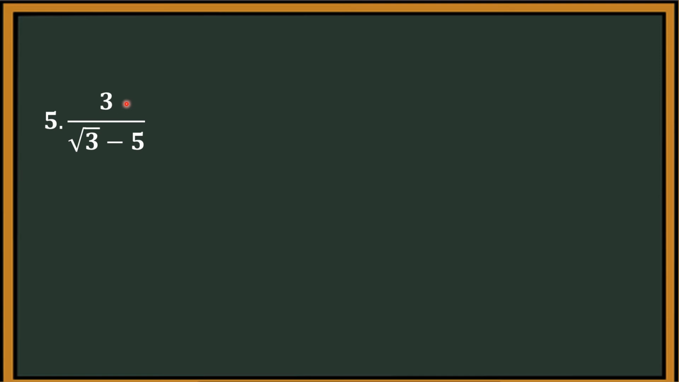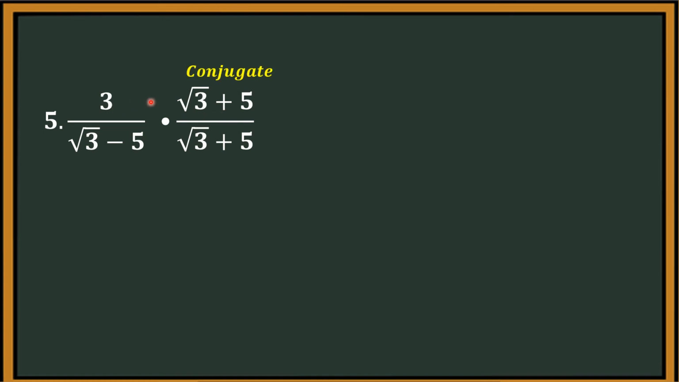Number 5. 3 over the square root of 3 minus 5. So, sa case na to, kinakailangan nating i-conjugate. So, pag sinabi nating conjugate, mag-change lang tayo ng sign. Kung ano yung sign ng gitna. So, ang sign nito or ang operation nito ay subtraction. Therefore, pag nag-multiply tayo sa numerator and denominator, gamit tayo ng addition. Opposite sign lang sila. So, ang tawag dyan ay conjugate.